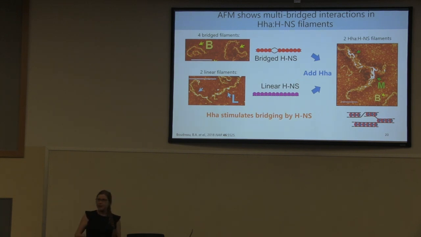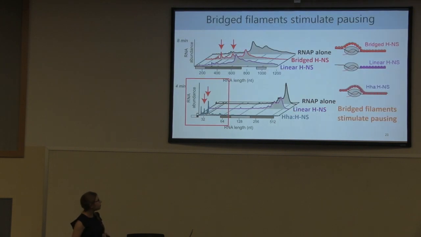So I want to bring this back to the transcription result I showed you at the beginning. What were the effects of these filaments on transcription? I'm showing you those results here again. These are the same ones I showed earlier, showing that the bridged H&S filament in the red and the HHA H&S filament can stimulate pausing, but the linear filament here in purple does not.